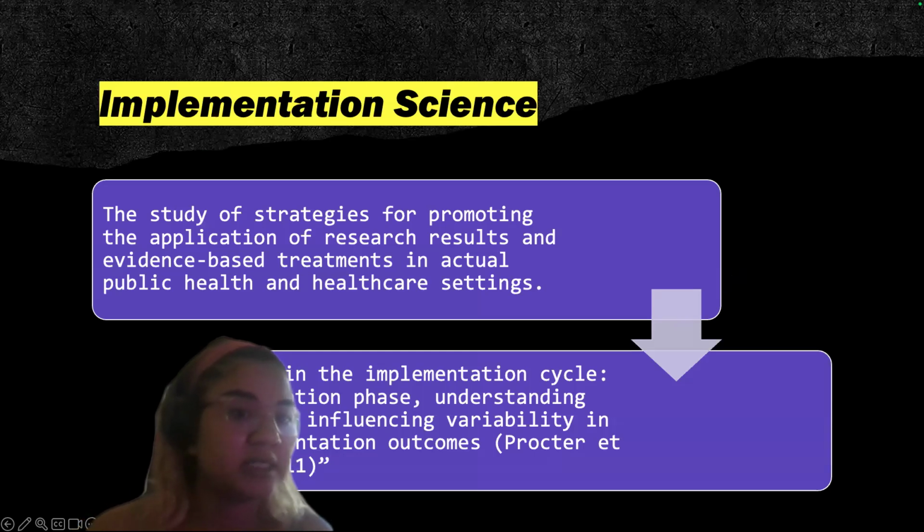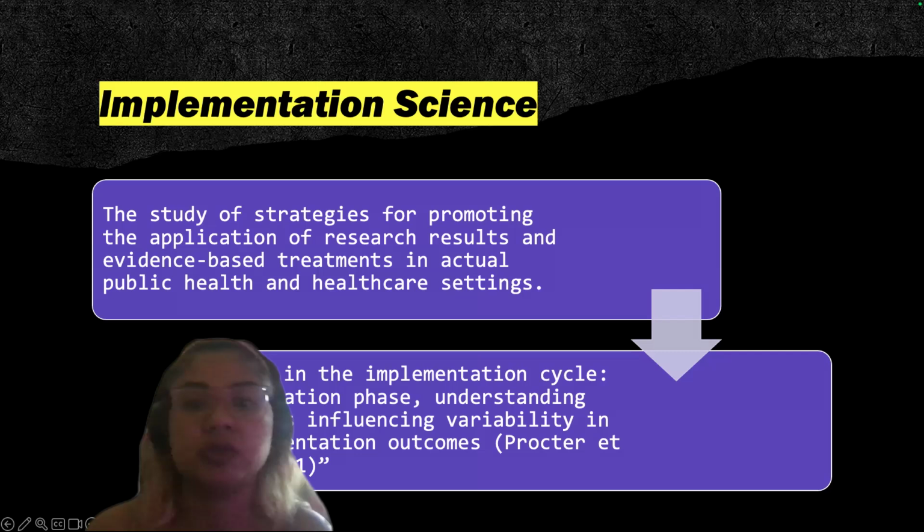So implementation science is the study of strategies for promoting the application of research results and evidence-based treatments in actual public health and healthcare settings. The point in the implementation cycle that we are utilizing for this program is the adaptation phase, understanding factors influencing variabilities in implementation outcomes. In this mobile dental unit intervention, adaptation involves identifying the factors that influence the variability in parent consent and follow-up appointment rates and making adjustments to the intervention to improve its effectiveness.